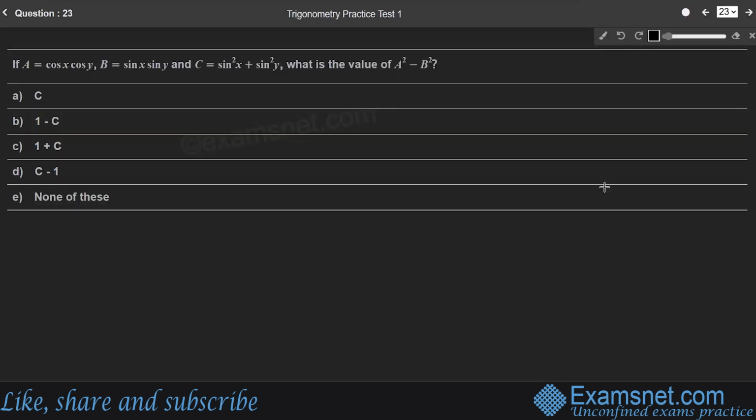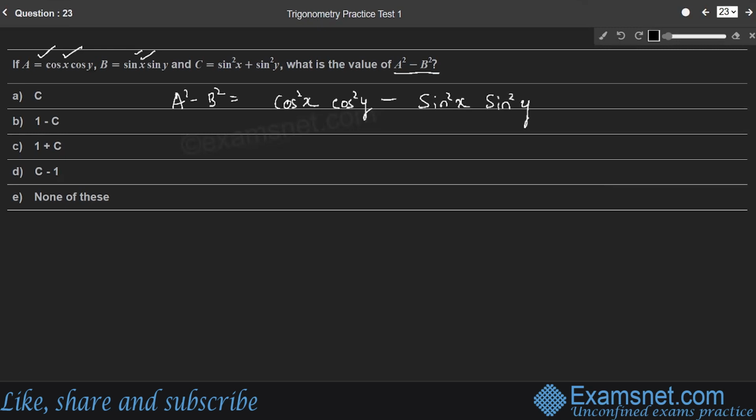Question number 23. If A is equal to cos x into cos y, B is equal to sin x into sin y, and C is equal to sin square x plus sin square y, then what is the value of A square minus B square? So we'll consider A square minus B square. So A square becomes cos square x into cos square y, right? So cos square x into cos square y minus, so B is sin x into sin y, so B square becomes sin square x into sin square y.